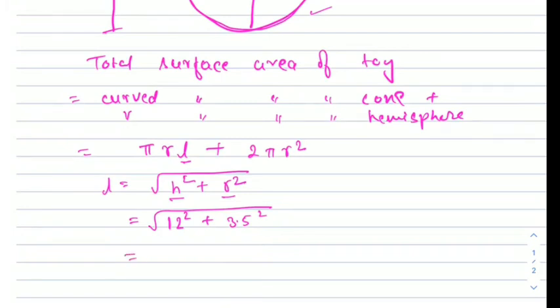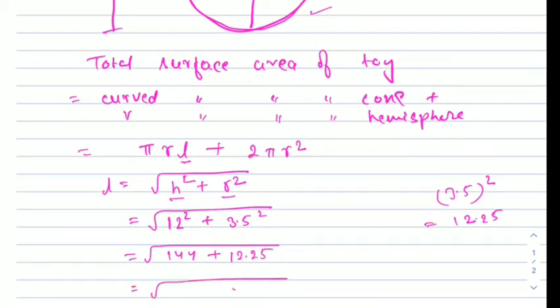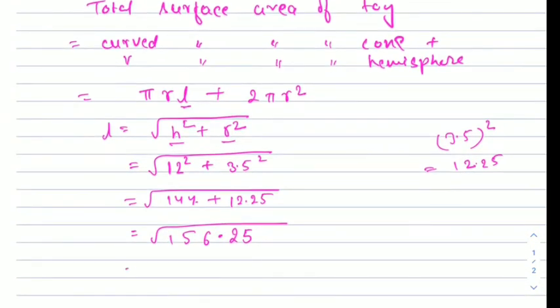Now, square of 12 is equal to 144, plus square of 3.5 is equal to 12.25. After adding, we get 156.25. Now we have to take the square root of 156.25.